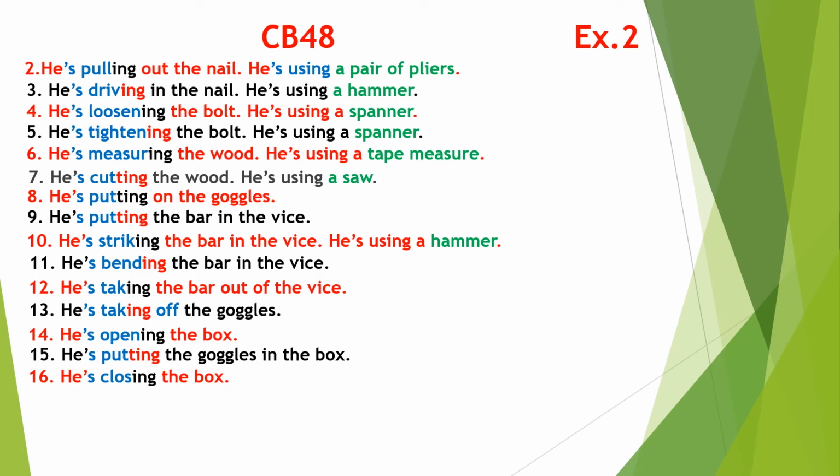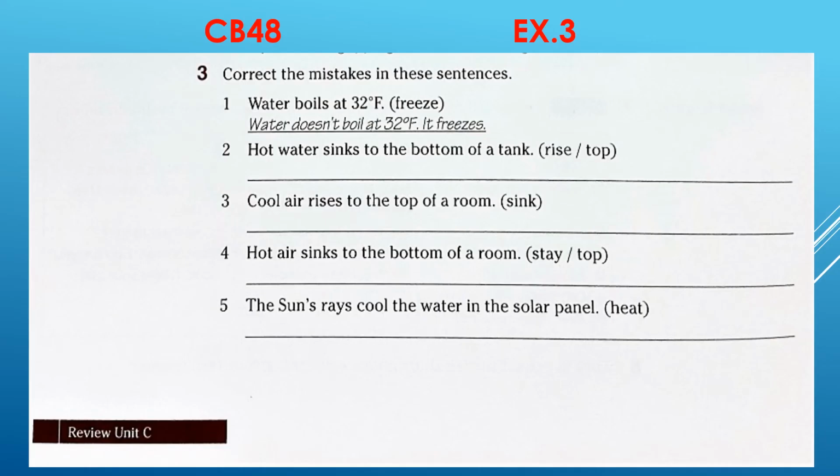Very good. Okay, so far we have achieved the first and second objectives. We gave instructions using the imperative in exercise 1. We described using the present continuous in exercise 2. And now let's move to the third objective, which is represented in exercise 3. In exercise 3, we need to correct the mistakes in these sentences.